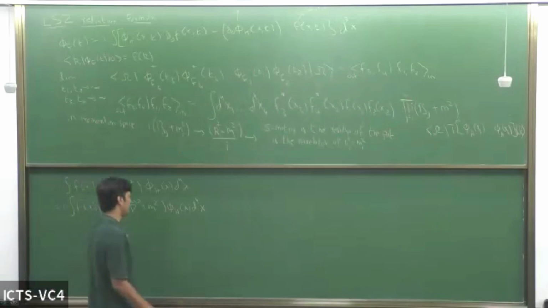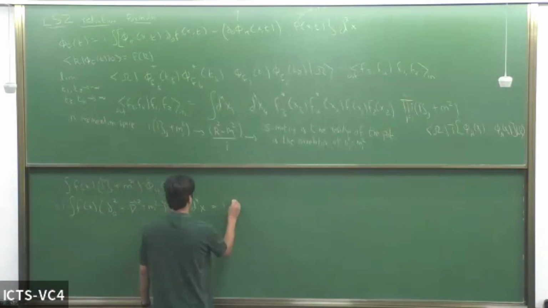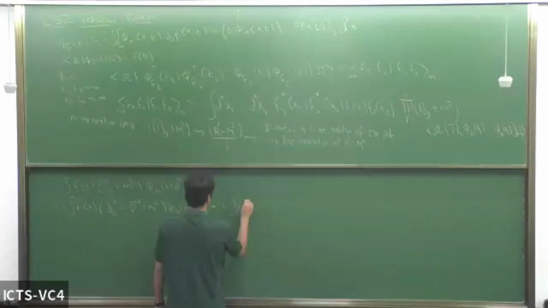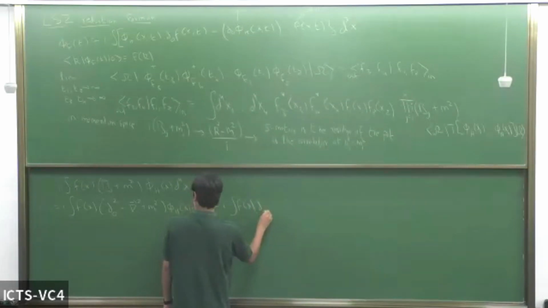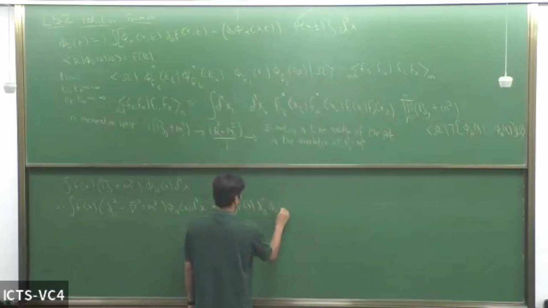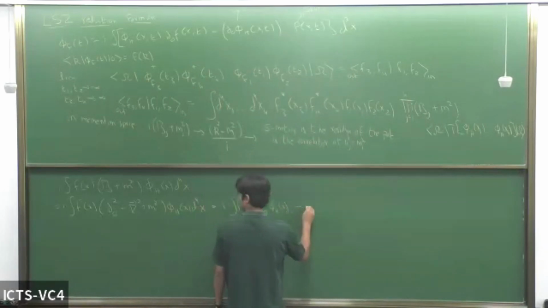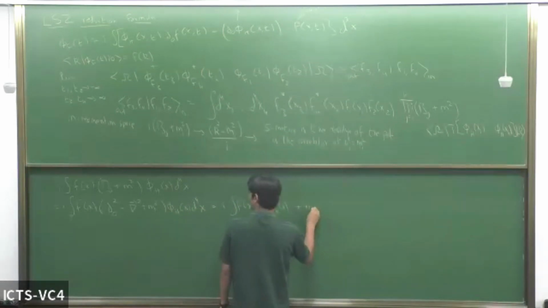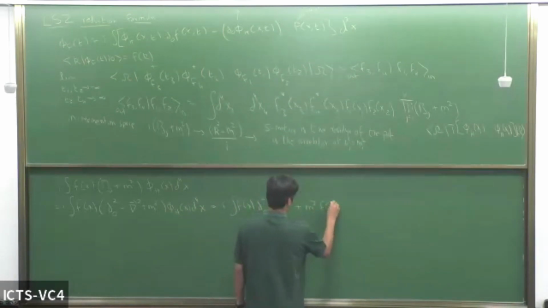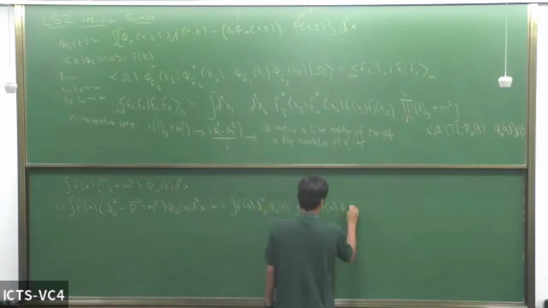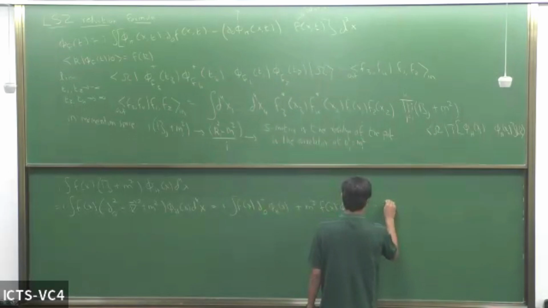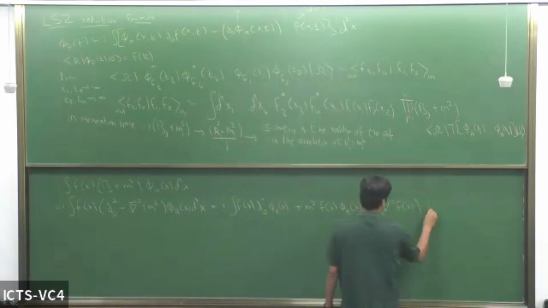So this looks like the integral of f of x times d0 squared phi h of x, minus or plus m squared f of x phi h of x, minus del squared f of x phi h of x.